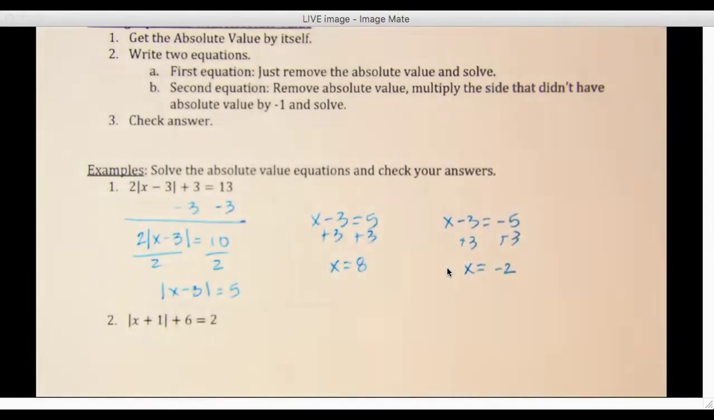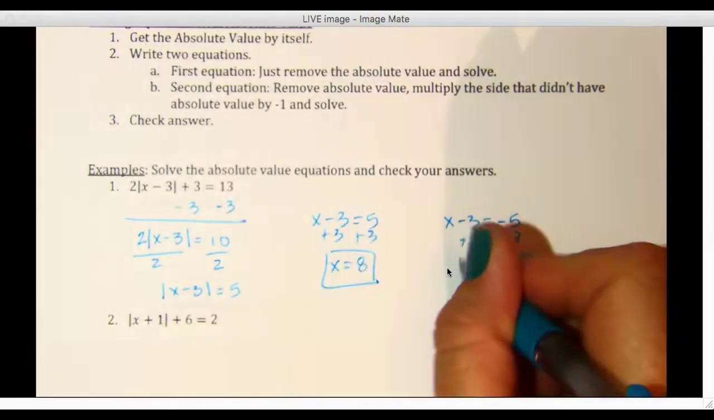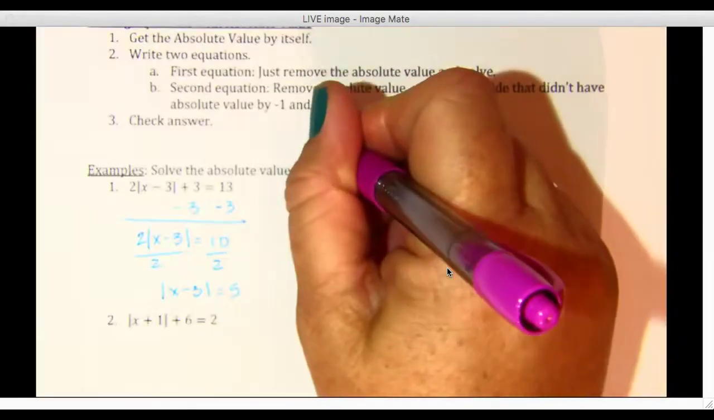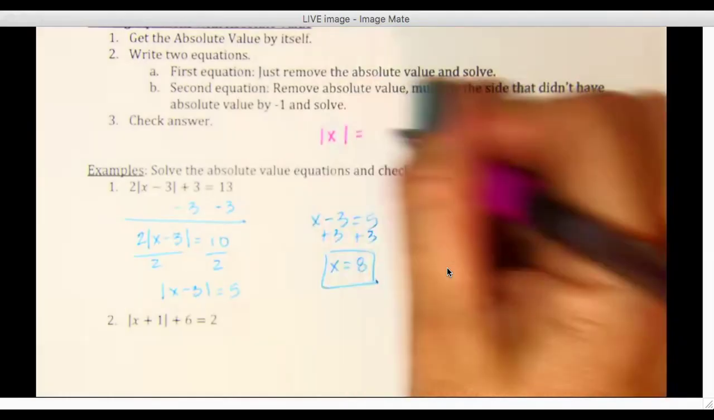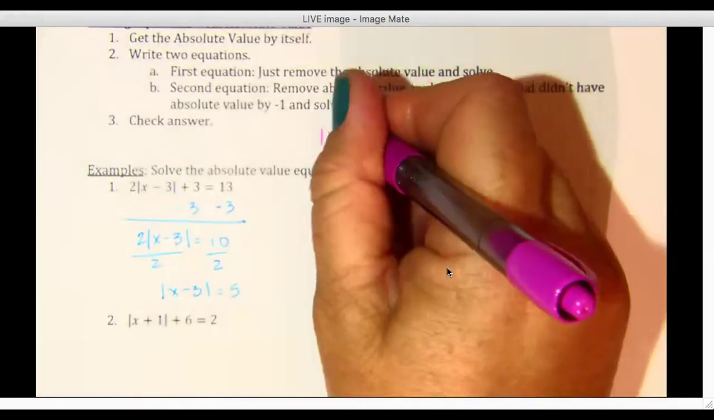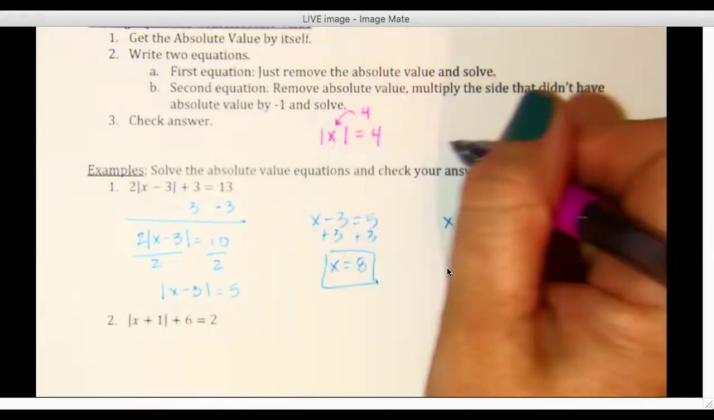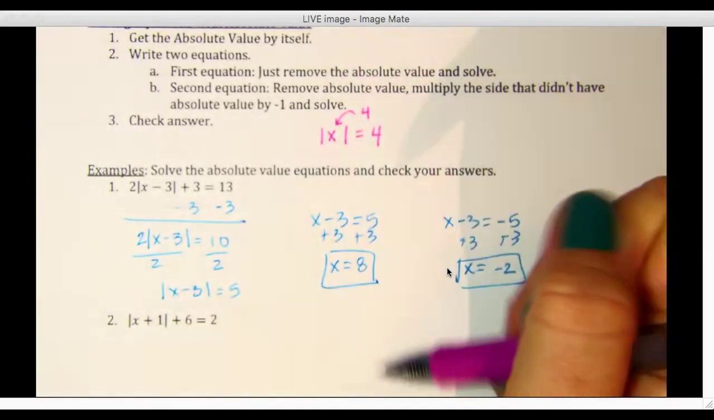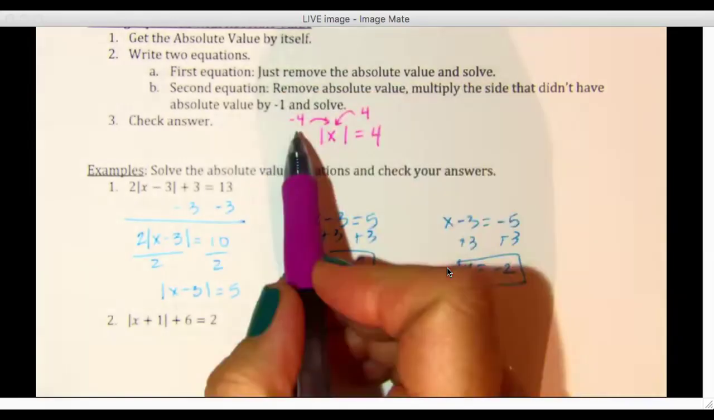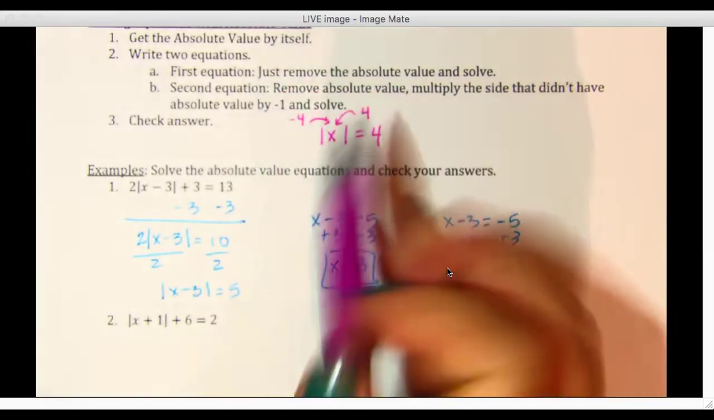Now, the reason why we do this in solving and trying to get two different equations is if I have the absolute value of x is equal to, let's say, 4. The values I can plug in here are +4. Absolute value of 4 is 4. But I can also plug in -4. The absolute value of -4 is also 4.